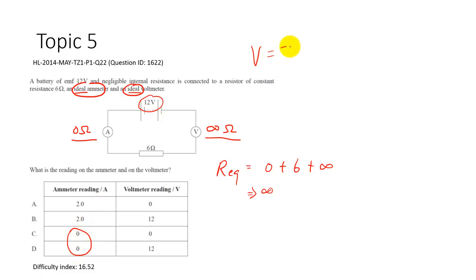When you consider V equals IR, at the same time, you should know that when things are in series, the one with the higher resistance will take the higher amount of voltage. Since 6 is basically insignificant compared with infinity, the voltmeter will take all the voltage, and therefore it will take 12 V. And so the answer would then be D. Or you can imagine it would take 11.999 V instead, so basically 12 V.